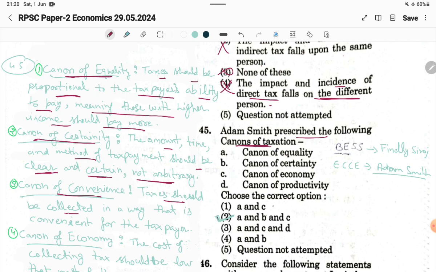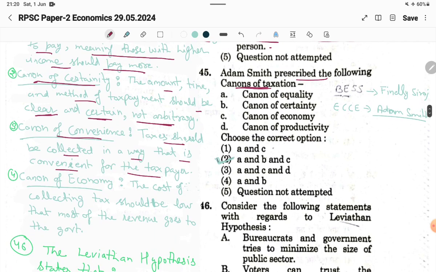Taxes should be collected in a way that is convenient for the taxpayer. And fourth is the canon of economy. The cost of collecting the tax should be low, so that most of the revenue goes to the government. So here are the canon of equality, canon of certainty, and canon of economy. Three options are correct, and canon of productivity is not given by Adam Smith.